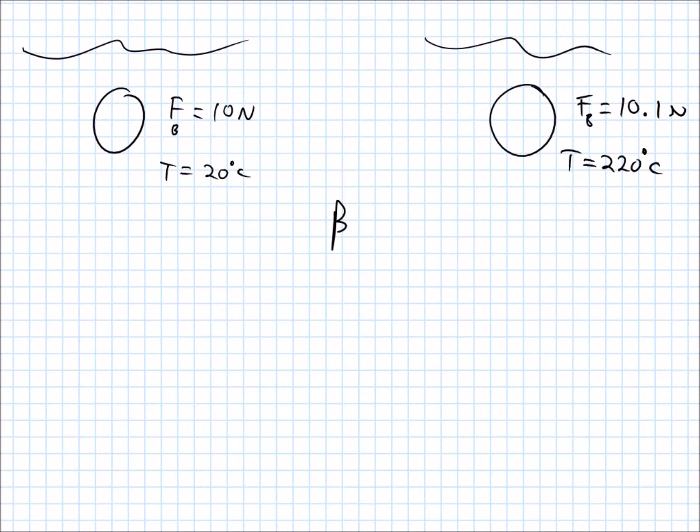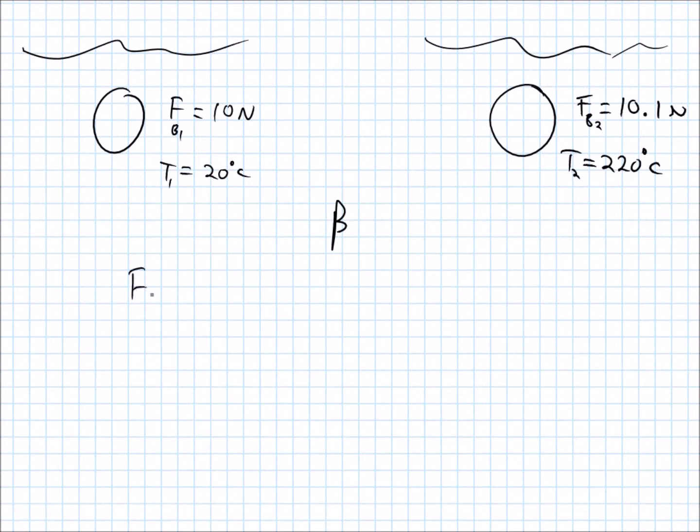First of all, why would the force of buoyancy increase? Well, let's think about it. If we increase the temperature, that means we increase the volume. And if we increase the volume and are still submerged, we're going to have more buoyant force. So let me call this force of buoyancy 1, and that is temperature 1, force of buoyancy 2, temperature 2.